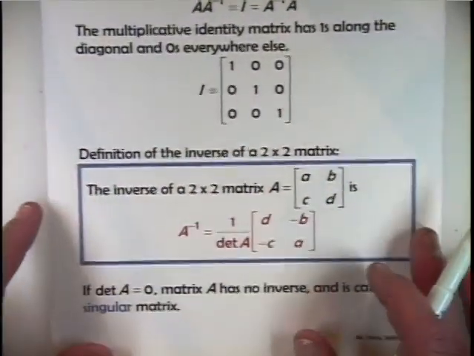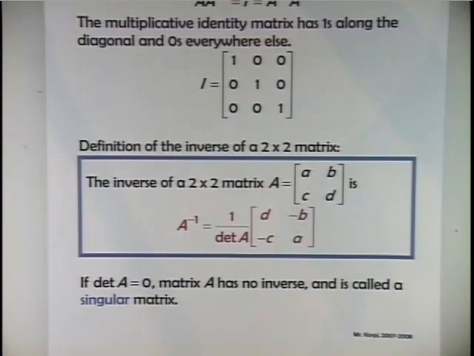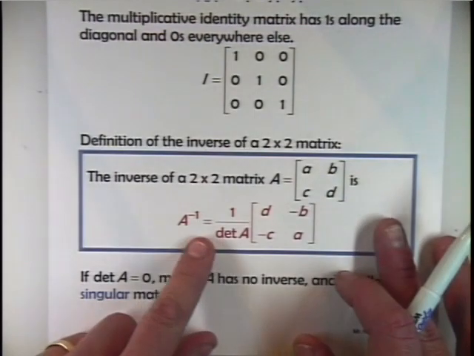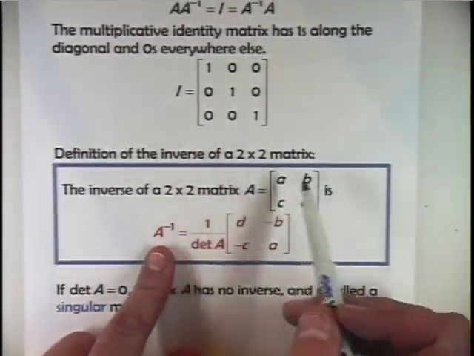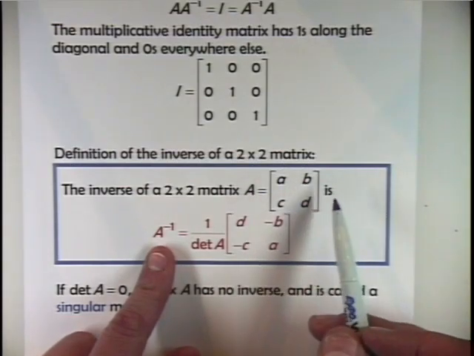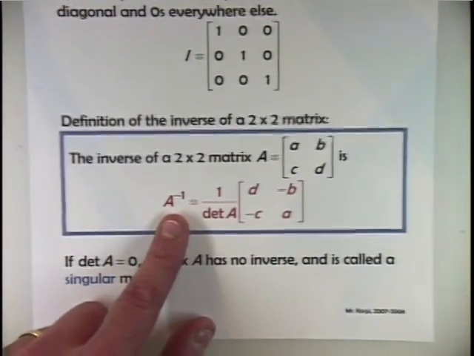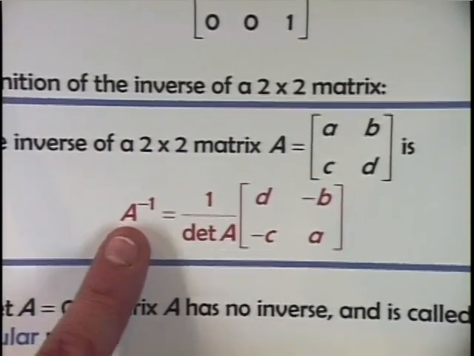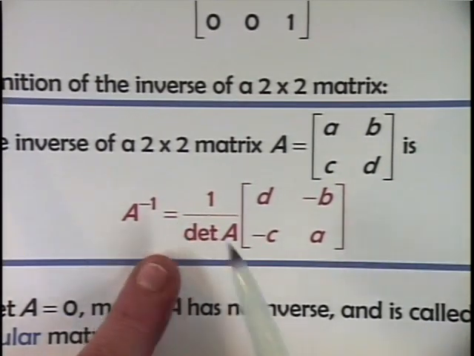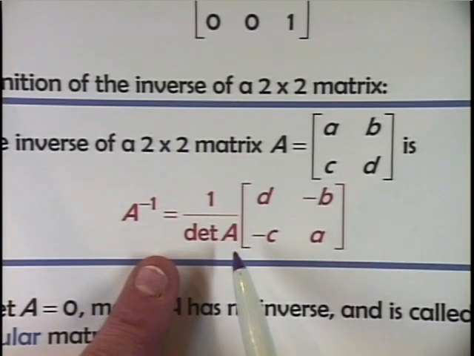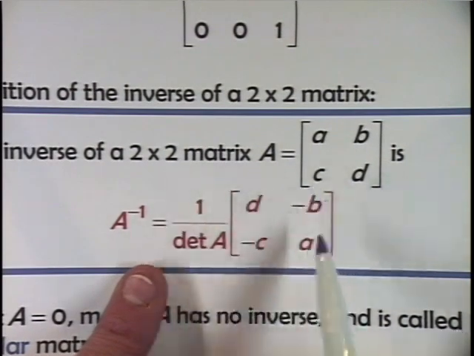So, here's the definition of an inverse of a 2 by 2 matrix and how it involves the determinant. Let's say we have matrix A, it's a, b, c, d in this arrangement. Here's what we're going to call the inverse then. First of all, the notation is A inverse, A to the negative first, equals 1 over the determinant of A. There's the determinant showing up. The reciprocal of the determinant times this matrix.